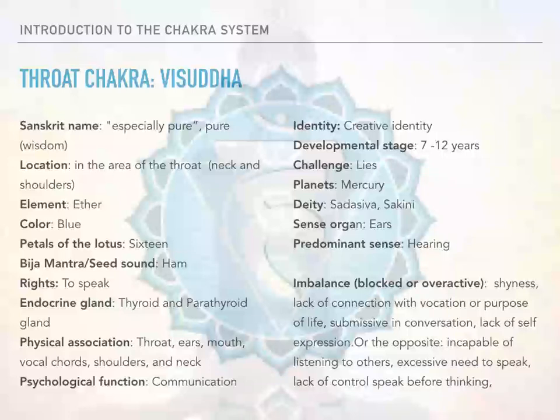Lack of self-expression, or the opposite. If someone is overactive, they literally are incapable of listening to others. They talk just for the purpose of talking. They have an excessive need to speak, a lack of control, and speak before thinking. So 5 people can generally be very intelligent and knowledgeable people. And when they are open and balanced in the chakra, they are very, very wise people, and they have a lot to teach this world, and they love teaching also. They love passing on knowledge.